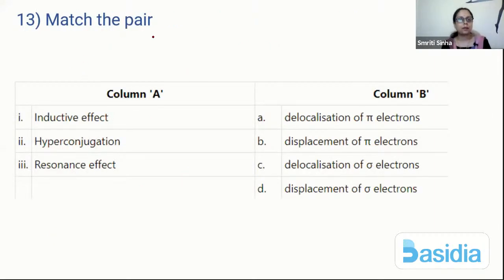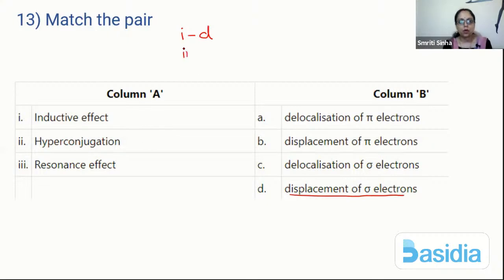Next, match the pair, column A and column B. Column A has the effects and column B has some definition or description of each effect. You need to match them. So the first, inductive effect. Inductive effect is only the movement of sigma electrons, that is displacement of sigma electrons. So 1 matches with D, that is displacement of sigma electron.